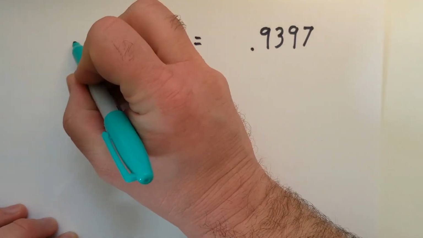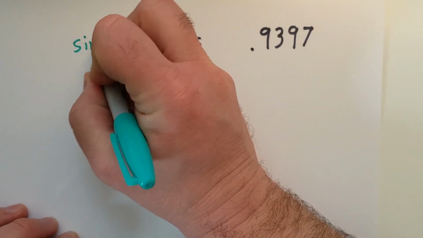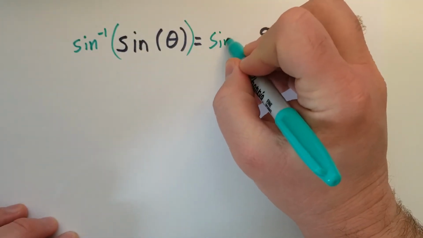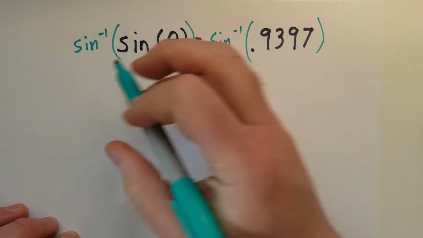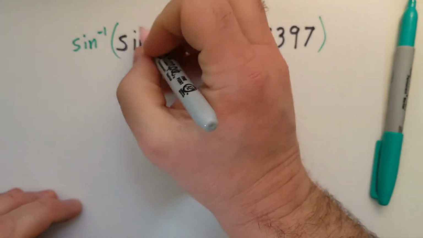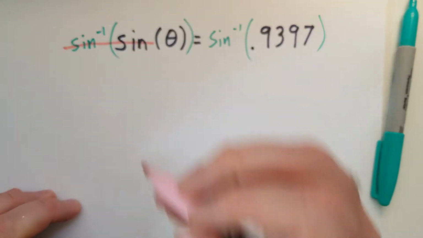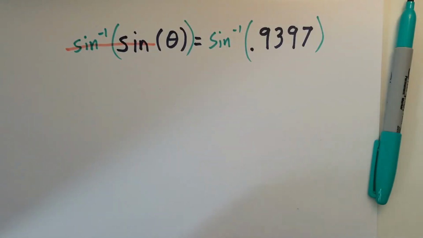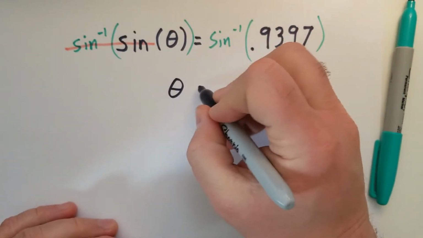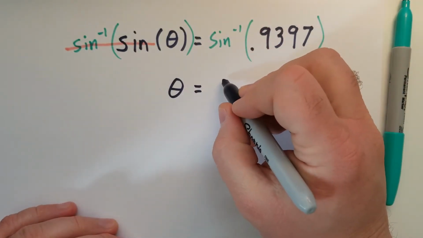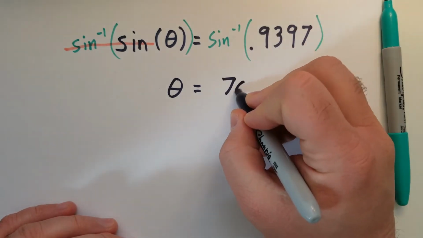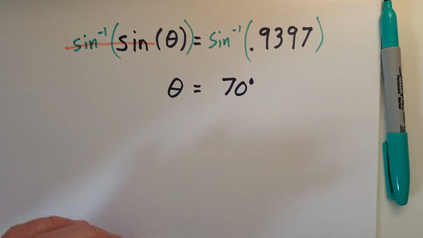The thing that gets rid of the sine is the sine inverse. So we're going to do this to both sides of the equation. And that will undo the sine. Those two essentially cancel each other out, and so we're left with just the variable theta here. And if we look this up on our table or in the calculator, it should be 70 degrees.